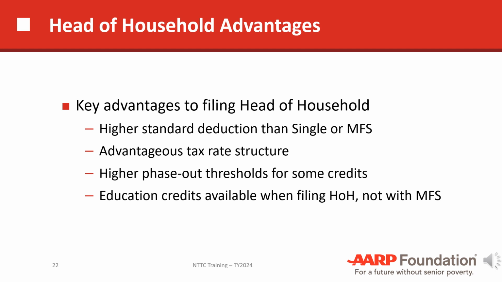And you can see that head of household has higher phase-out thresholds than single or married filing separate. Education credits are available when filing head of household, but they're not available when filing MFS. So head of household gives the taxpayer the ability to use education credits, which can be very beneficial. Education credits can amount to quite a lot of money. So if you can possibly qualify for education credits, you should, and by filing MFS, you wouldn't.